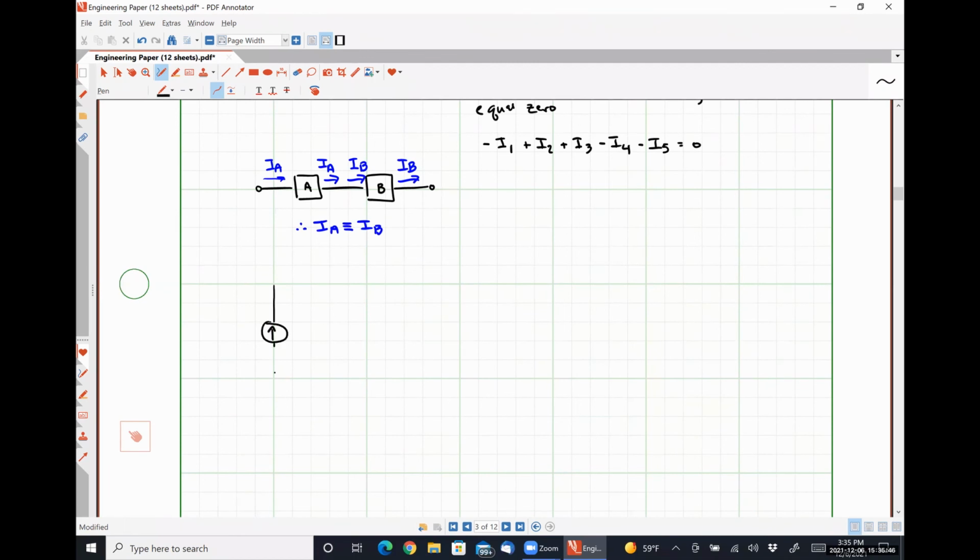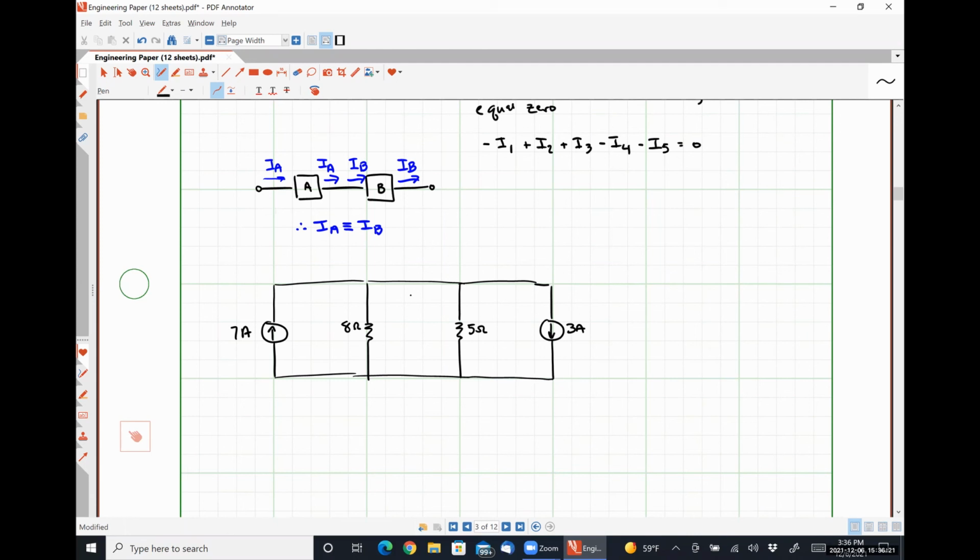So let's say I have the following circuit where I have a 7 amp source connected to an 8 ohm resistor connected to a 5 ohm resistor connected to a 3 amp source. And I want to figure out what this voltage Vx is.